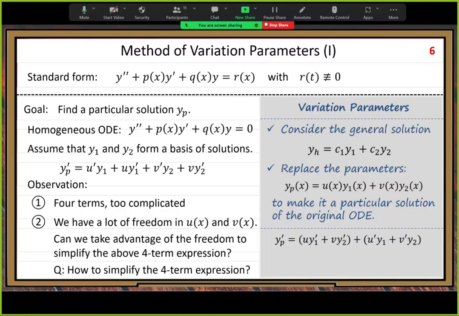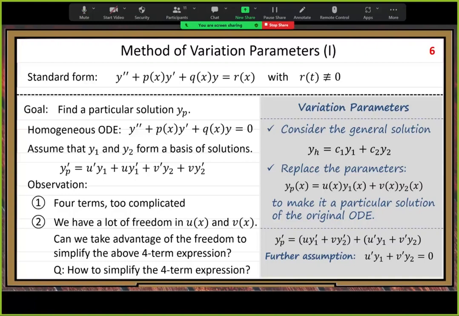So when we make an assumption that some part is 0, can we make the outlier part 0? We don't want to make the mainstream 0, right? So we want to make the side part 0. Outlier, side part 0. Mainstream, we'll keep it. The major part, we should preserve. Then we make the further assumption: u prime y1 plus v prime y2 equals 0.